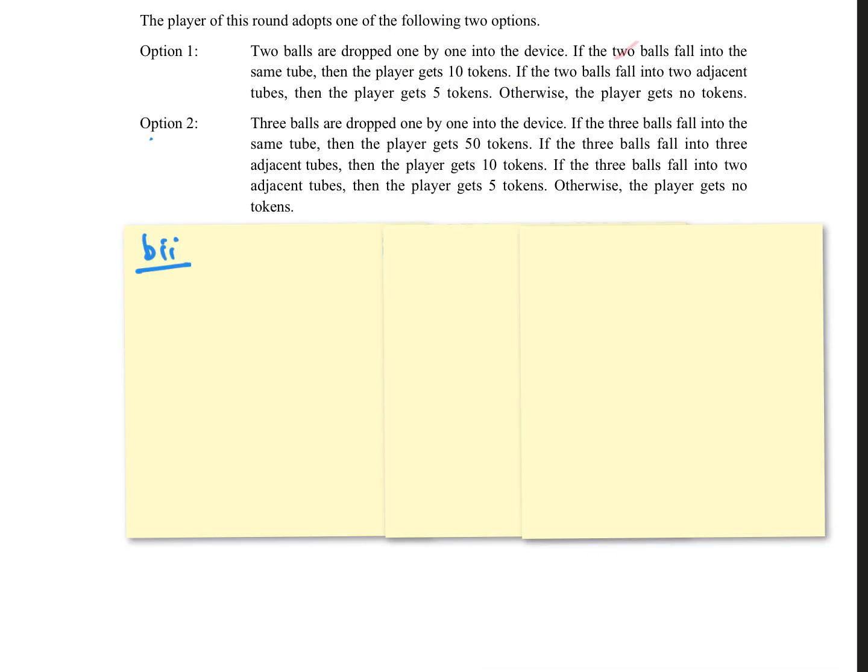And then for B2, here we go. Which option should the player of the second round adopt in order to maximize the expected number of tokens got? The expected number of tokens in the first round would be 2.34375. Of course, here we need to find the expected number of tokens we can get if we use option 2. So we need to look at option 2.